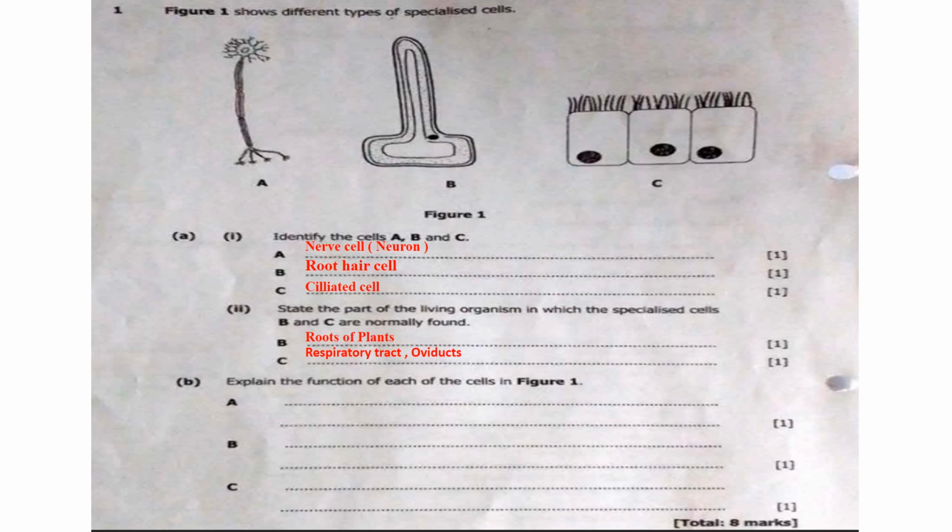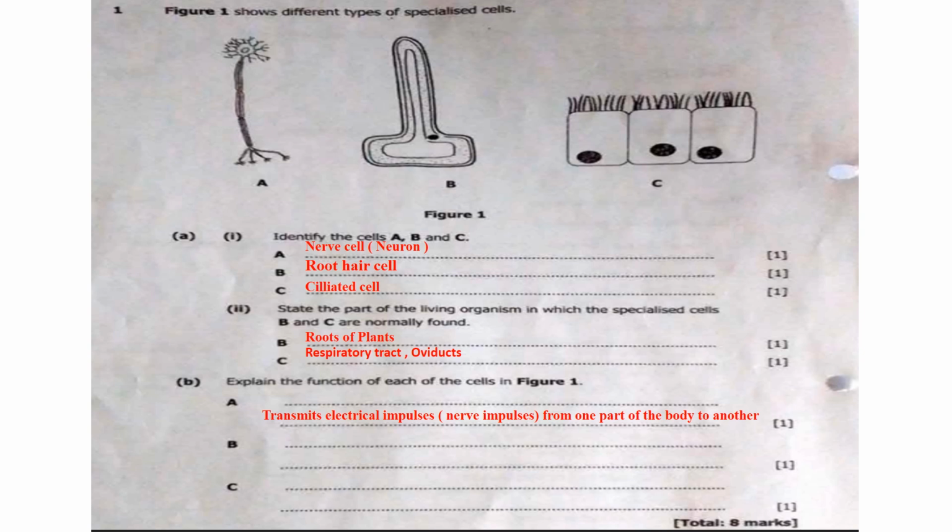Right. Explain the functions of each of the cells. A, we said, is a nerve cell, and this is the one responsible for transmitting nerve impulses. So it transmits electrical impulses, which are called nerve impulses, from one part of the body to the other. These cells are the main reason why we are able to feel pain.